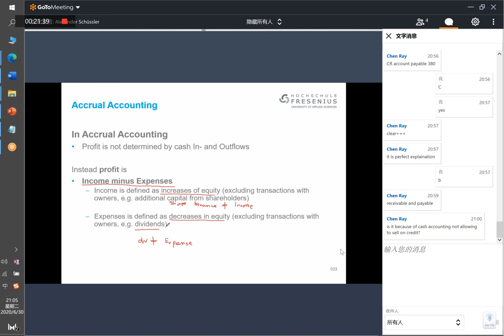What other transactions with owners are thinkable? There are dividends, and what else can we think of? What is also a transaction with an owner? Dividends or buybacks. Yeah, buybacks. It's also a transaction with an owner. It's not an expense.